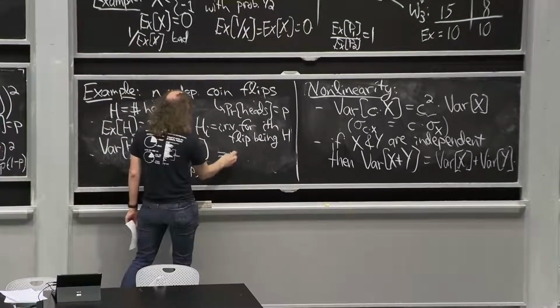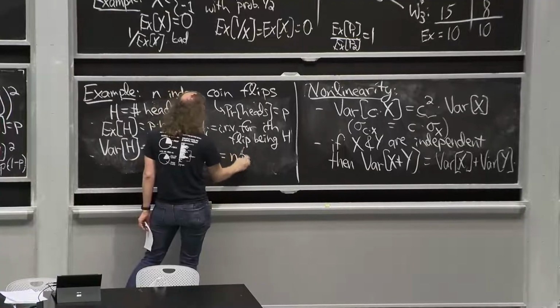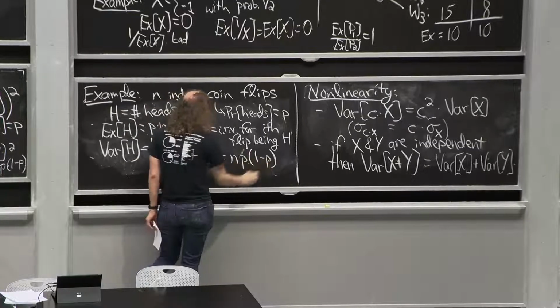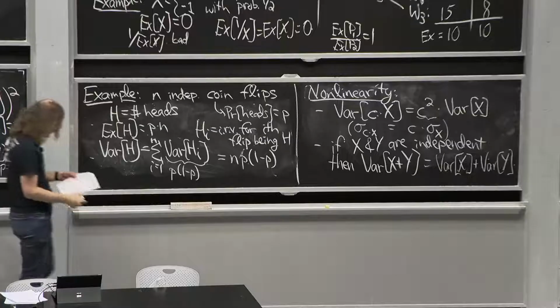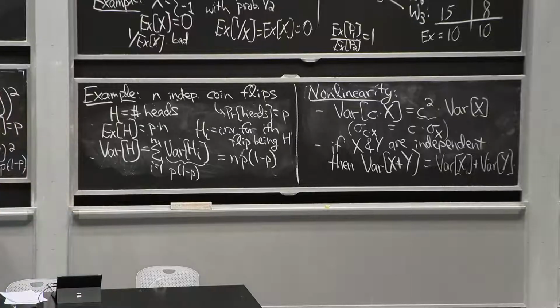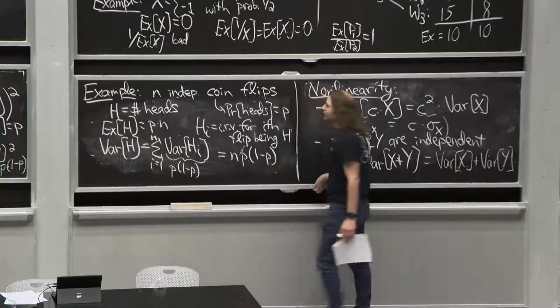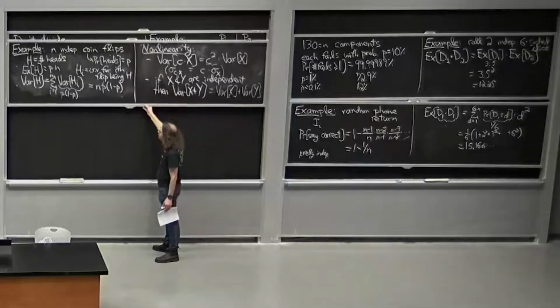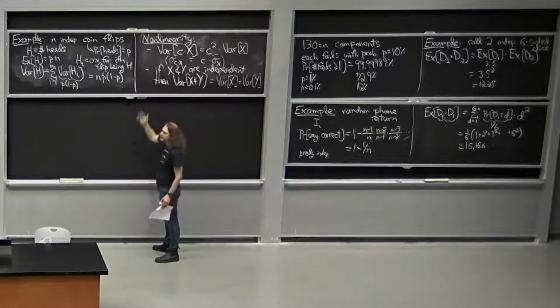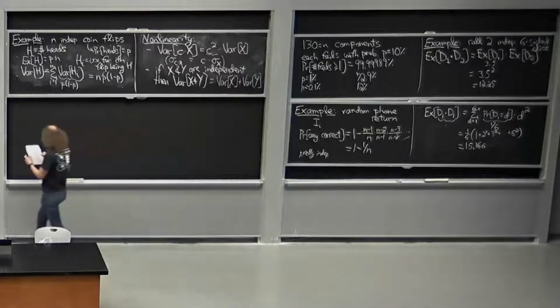So we get n times p times (1 minus p). OK. I find it a little hard to have intuition for this, but it's a number. Here's another example. Last example will give you some intuition for why this is interesting.